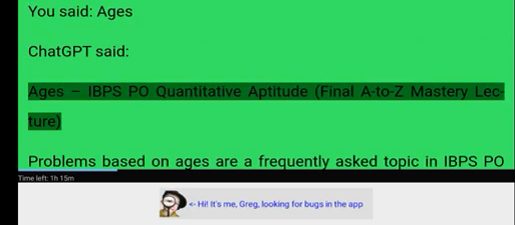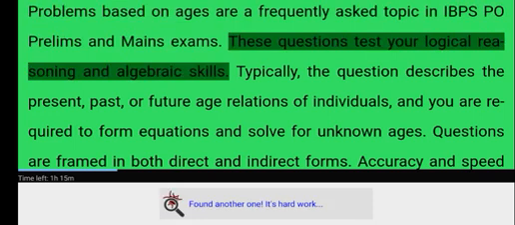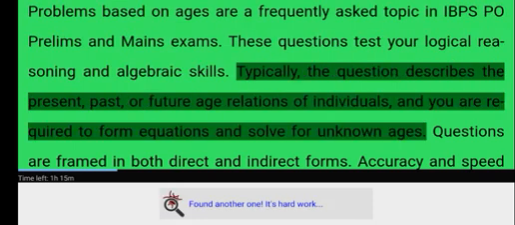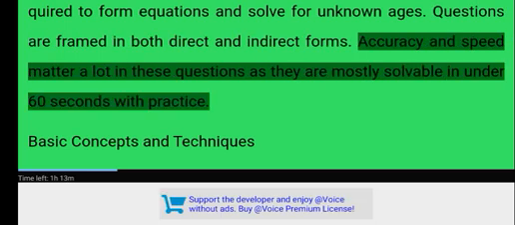Ages, IBPS PO Quantitative Aptitude, Final A to Z Mastery Lecture. Problems based on ages are a frequently asked topic in IBPS PO prelims and mains exams. These questions test your logical reasoning and algebraic skills. Typically, the question describes the present, past, or future age relations of individuals, and you are required to form equations and solve for unknown ages. Questions are framed in both direct and indirect forms. Accuracy and speed matter a lot in these questions as they are mostly solvable in under 60 seconds with practice.